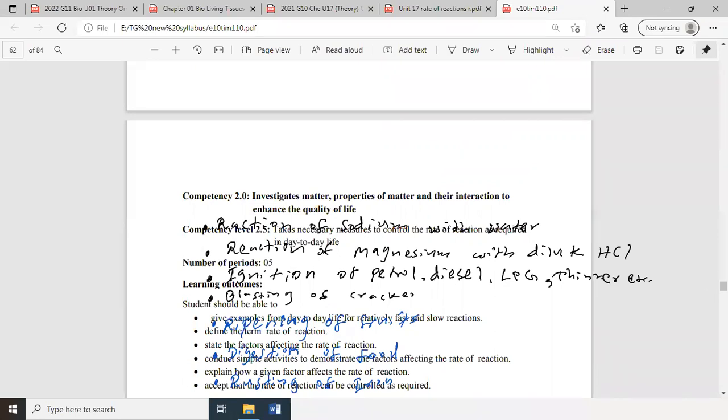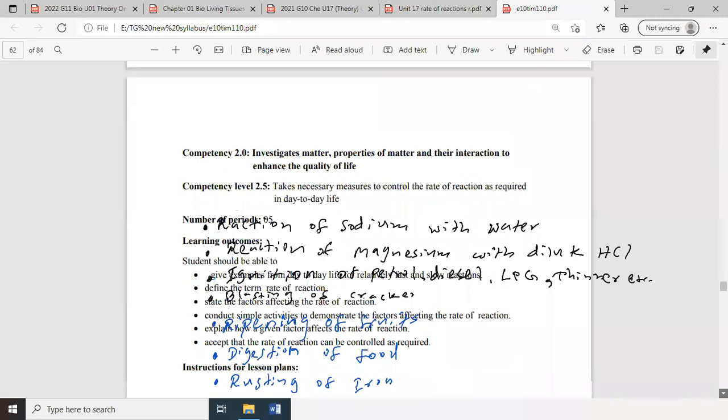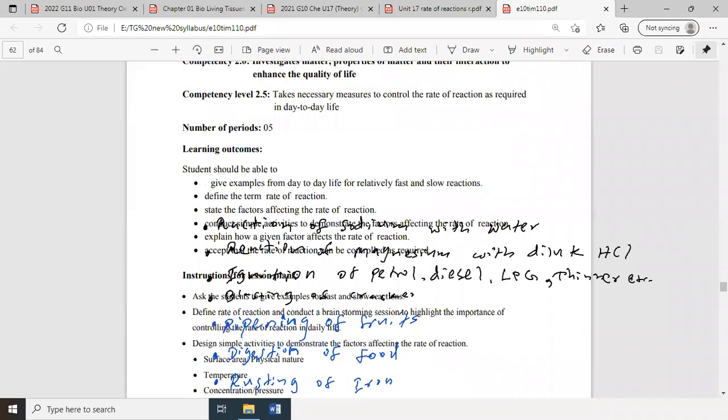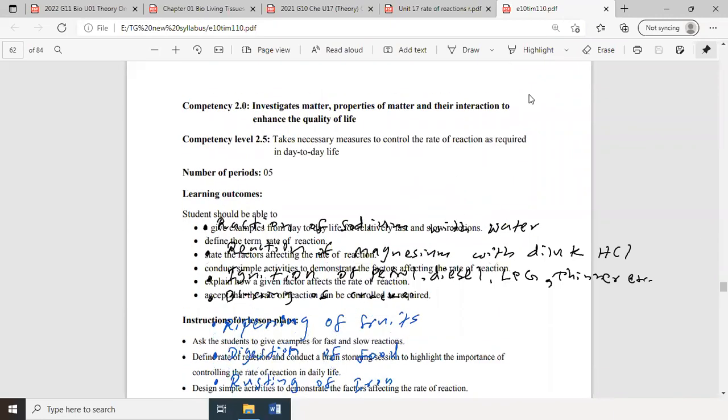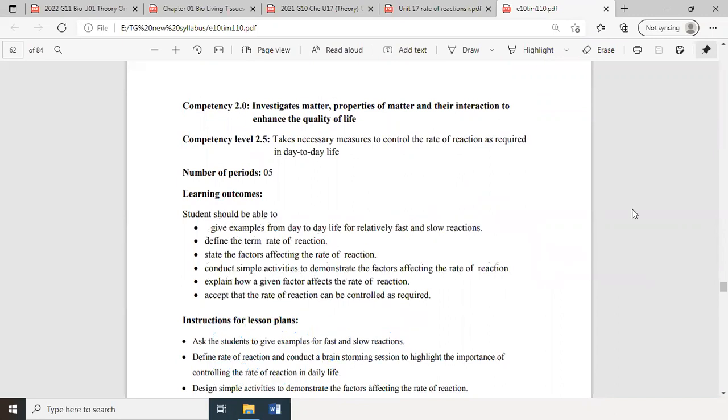You can see this. This is the grade 10, this section, this lesson, the TG. Shall I read this? Can you all see here?